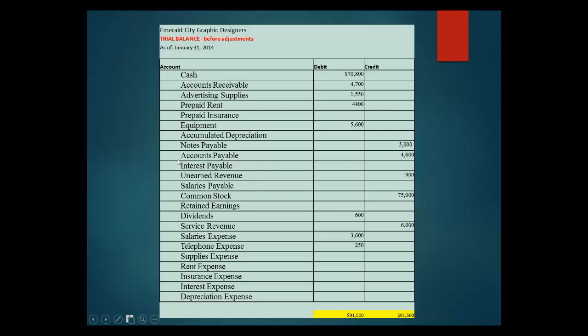One more thing before we stop. Look at the order of the T accounts: asset, asset, asset, asset, asset, asset, contra asset, liability, liability, liability, liability, salaries payable, liability. Common stock is stockholders' equity. Retained earnings is stockholders' equity. Dividends is part of stockholders' equity. One revenue account right now, and the rest are all the expense accounts.